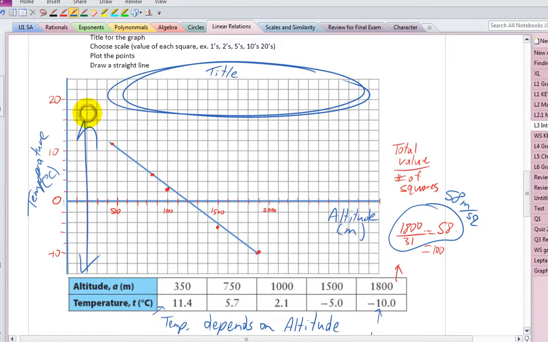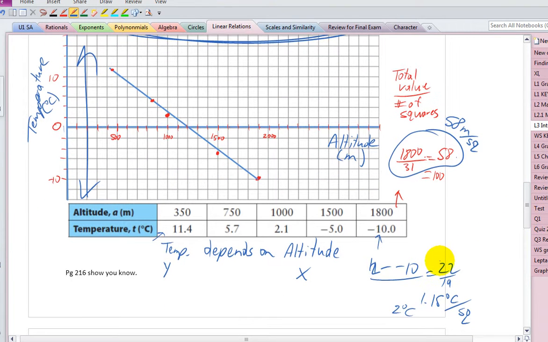Going up or down for temperature, you're going from 12 to negative 10. So that one has a difference of 22. Okay, so 22 over 19, because there's 19 squares, means you should be at 1.15 degrees Celsius per square. So you should use 2 degrees Celsius per square going up. And so you can see here's 0, I went down to negative 10 and up by 2s. Okay, so you got to get some values. Now we're going to kind of leave these and come back to them later. Okay, so don't be concerned about that.